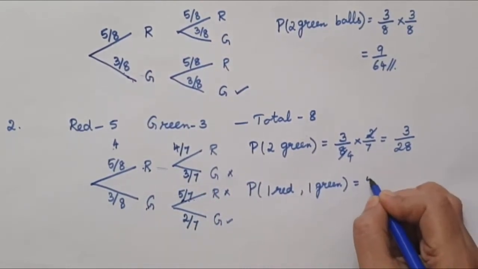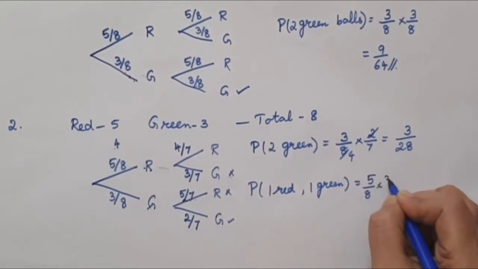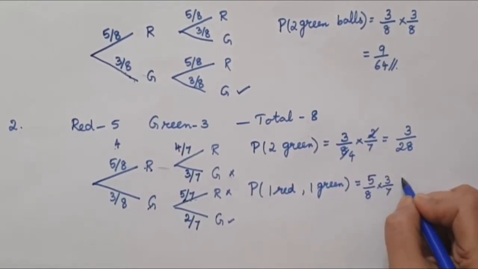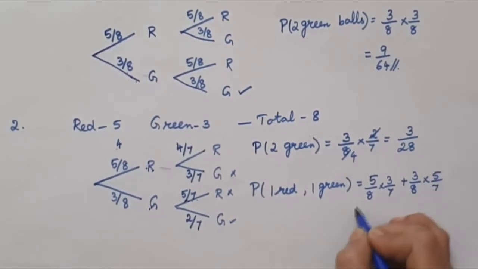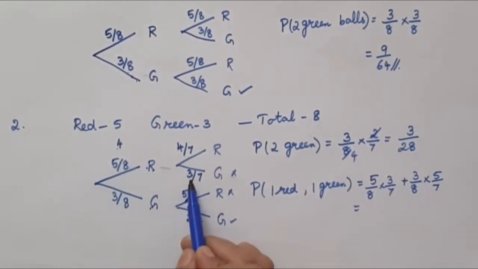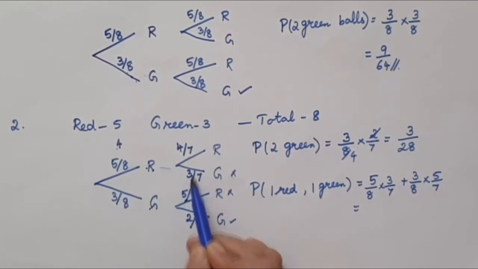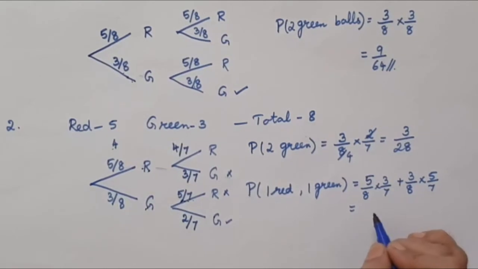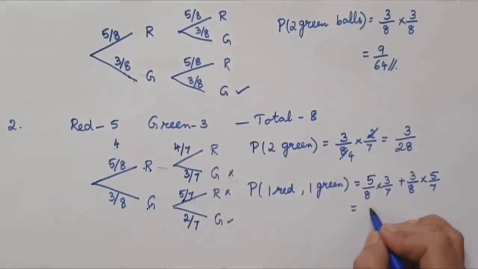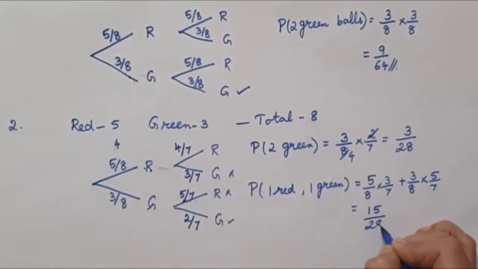So it will be 5 over 8 multiplied by 3 over 7 plus 3 over 8 multiplied by 5 over 7. See, this branch is 5 over 8 multiplied by 3 over 7. Now we are shifting the branch. So it is 3 over 8 multiplied by 5 over 7. When you simplify it, you will get your answer as 15 over 28.